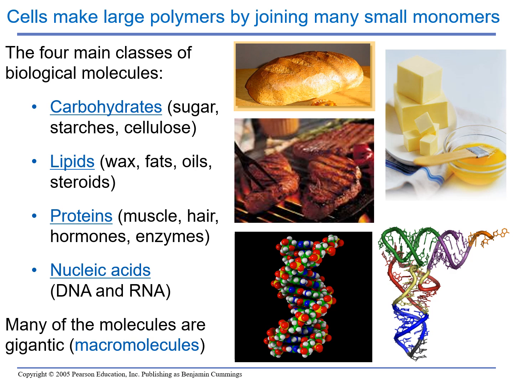So on the right, we see an example of all of them. Right here, you see bread, which is a carbohydrate. Here you see butter, which is a lipid. Here you see proteins, which is meat. And here you see nucleic acids.